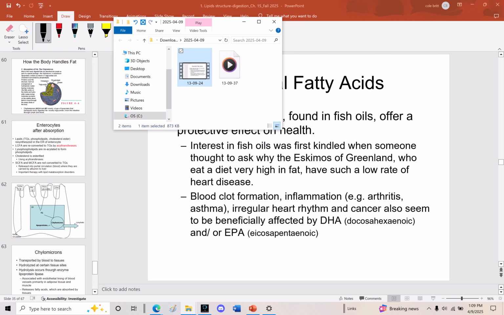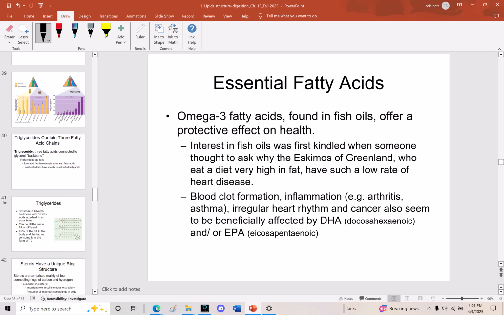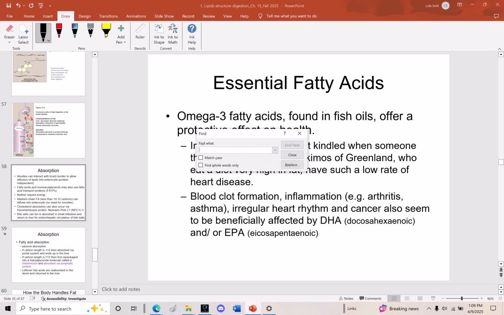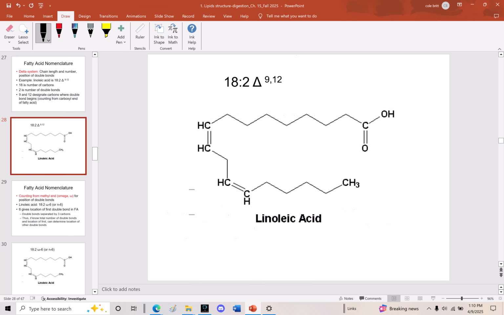But you can see the omega system is slightly different here. Again, 18 carbons, 2 represents the number of double bonds between carbons, and these numbers represent where those double bonds are. That's the delta system. And remember, the delta system always starts from the carboxyl end. So the carboxyl end, which is this one. If you start here, you can count and determine that the first double bond occurs here at carbon 9.